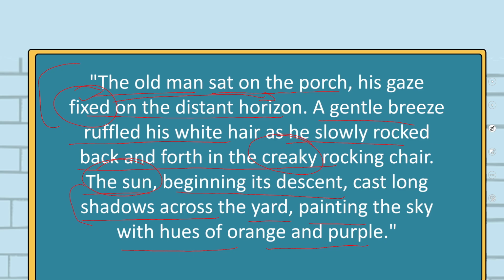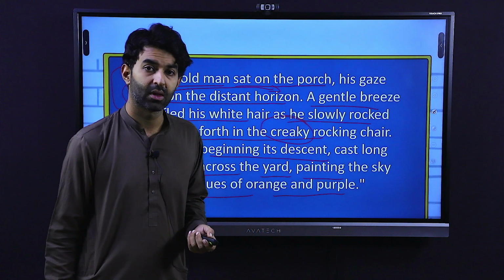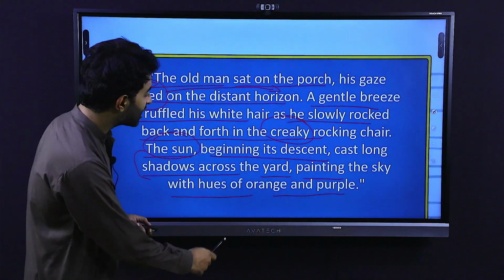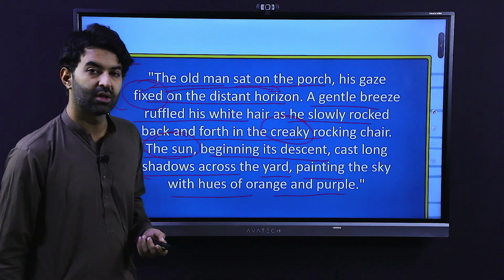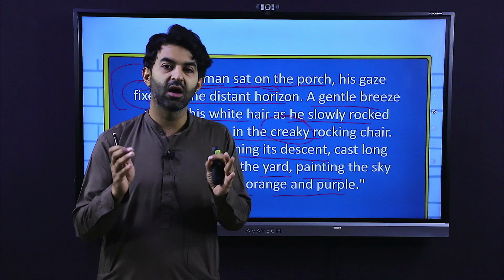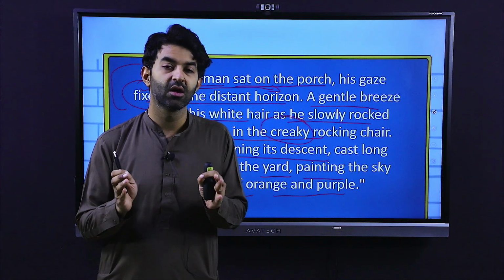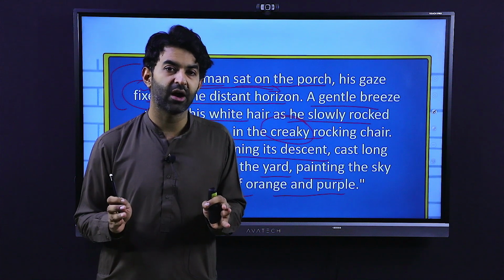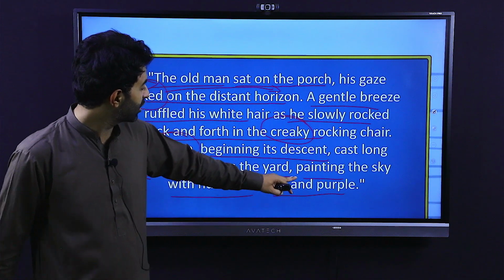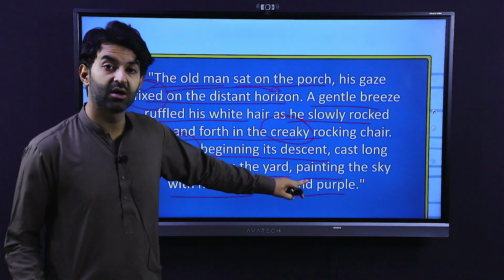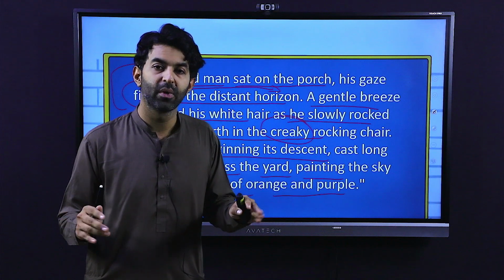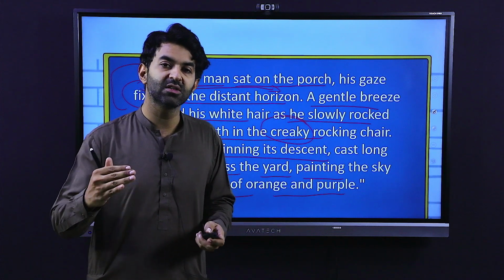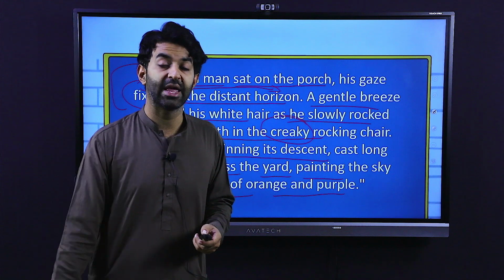It means the sun is about to set. And it is casting long shadows, painting the sky with hues of orange and purple. It gives a very beautiful and very good ending scene. When we are talking about it, it gives a sense of evening. So it means that there's no hope, the day is about to end, and this is what he will do the next day as well.